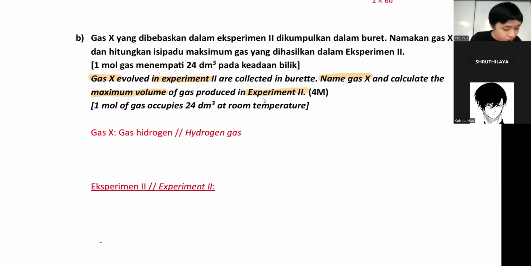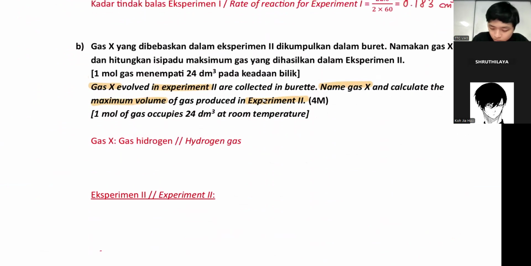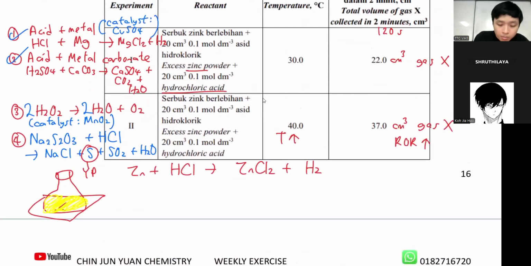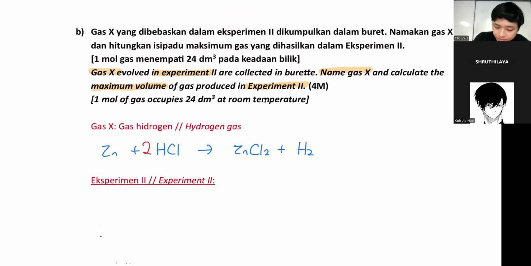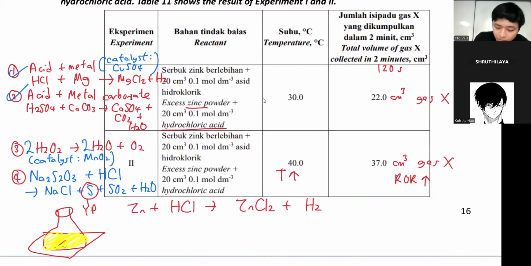Calculate the maximum volume. Of course, before you write, you must have the equation to do the number of mole. So this is Zn plus HCl, you will get zinc chloride and hydrogen. Balance the equation, times 2 for HCl. Then you take out the information here. What is the information available?